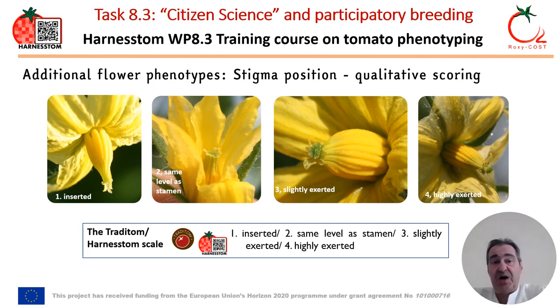However, many genotypes still show different degrees of stigma exsertion that can range from the same level of the stamens, this is, say, the flush stigma, to slightly or strongly exserted. This is a qualitative scoring that can be done on several flowers and on trusses of different order per each plant.